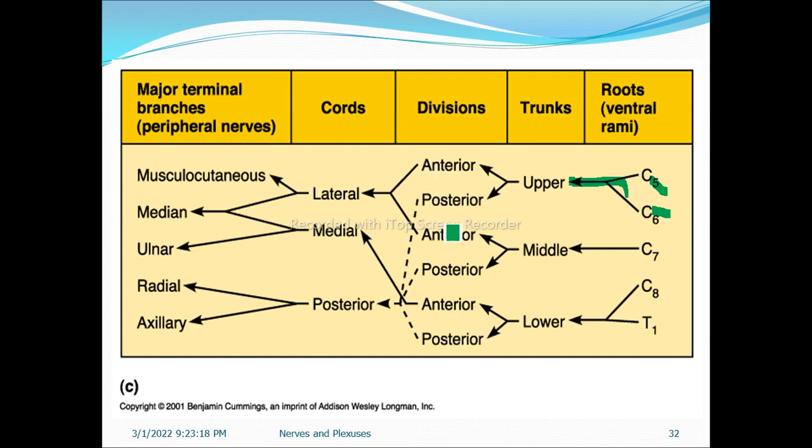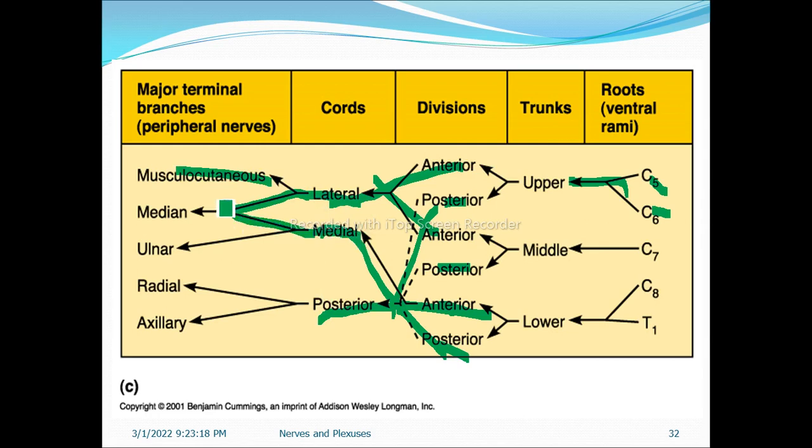So the anterior divisions of the upper and middle trunk will give us the lateral cord, and the anterior division of the lower trunk will give us the medial cord, and posterior. The three posterior divisions of the upper, middle and lower trunk will give us the posterior cord. So the lateral cord will give us the musculocutaneous nerve and will give a branch to the median nerve. And the medial cord will give a branch to the median nerve and will give a branch to the ulnar nerve. So this forms an M shape. So this one is musculocutaneous, this is median nerve, this is ulnar nerve, which is a contribution of lateral and medial cord.